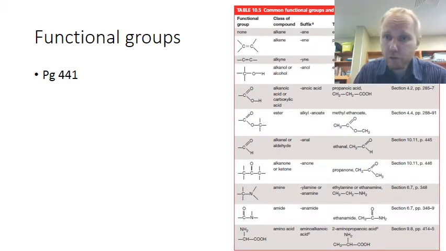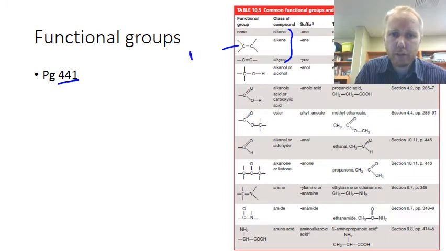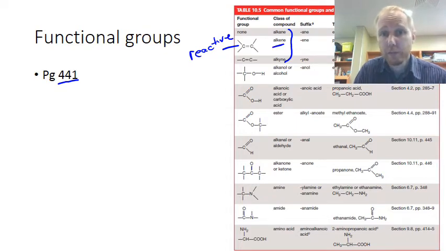All right, functional groups. So this is page 441. Make sure you've got that sticky noted. So I'm just going to write a few little notes here. Alkanes, alkenes, alkynes. Okay. Double bonds, reactive. So the alkenes are much more reactive than the alkanes. Okay, and the alkynes are much more reactive than the alkenes.